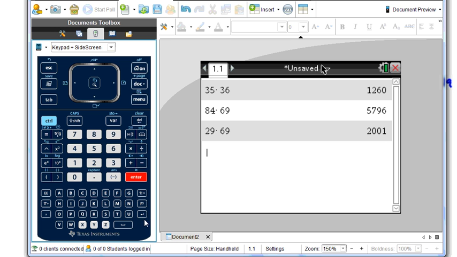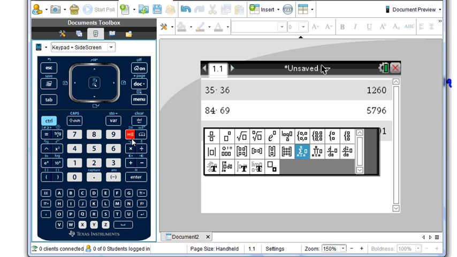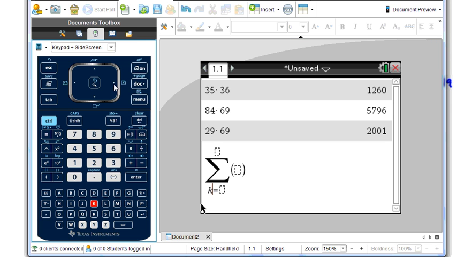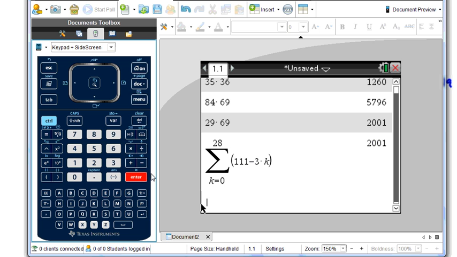I hope we do. We go to the 9 key and we get our summation symbol. That's the second row, fourth from the right. We're going to go from k equals 0 all the way up to 28. We're going to start at 111 and subtract 3k. And when we press that, we get 2001.